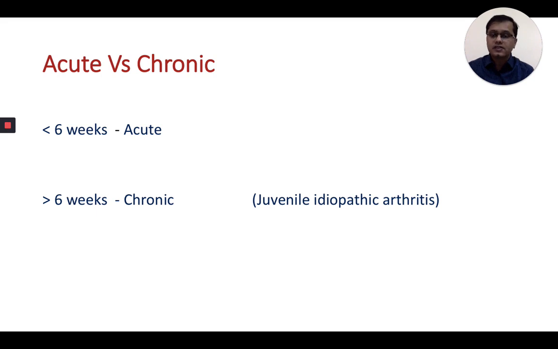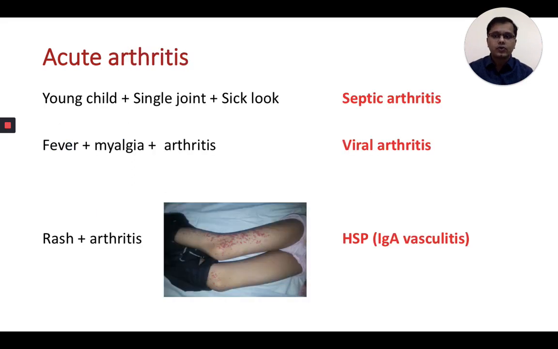If the duration is less than 6 weeks, we call it acute, and if it is more than 6 weeks, we call it chronic. One of the most common causes of chronic arthritis is juvenile idiopathic arthritis. But in today's talk, we would highlight acute arthritis. If a young child, preferably below the age of 5, comes to you with fever, a single joint involved, and looking very sick, it's likely to be septic arthritis.